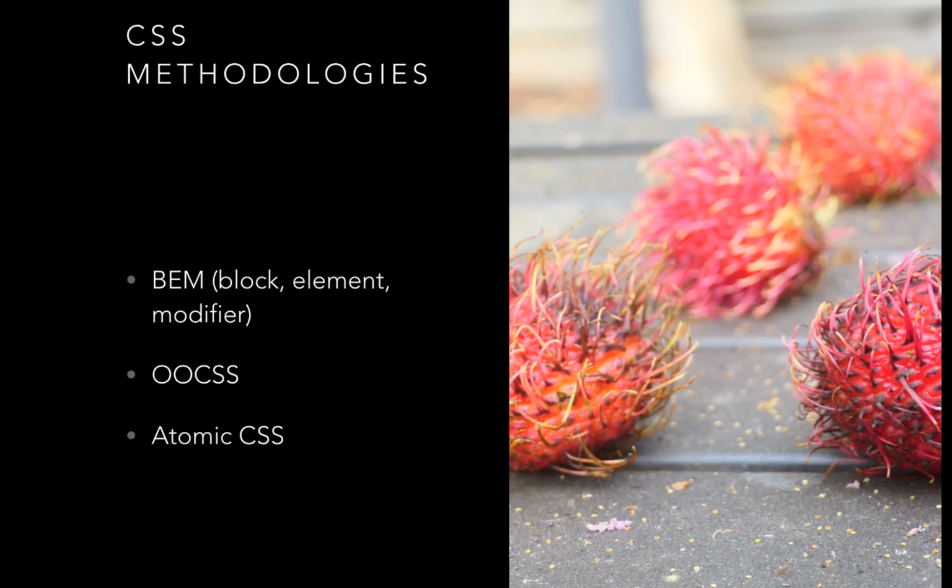Then there is also object-oriented CSS, OOCSS. That was also very famous some time ago. And then there is atomic CSS. That was, I believe, invented by Yahoo. And now atomic CSS is called functional CSS, or rather, functional CSS is a variant of atomic CSS.